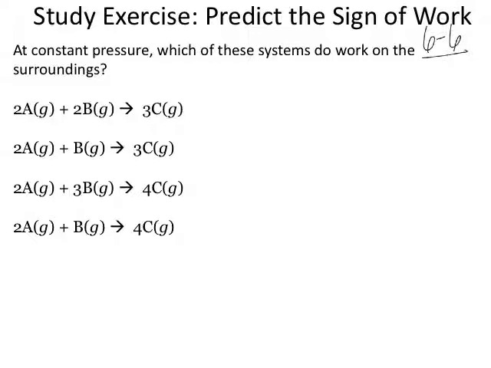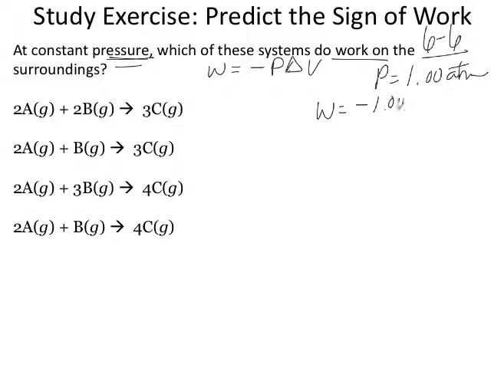This is the one I was kind of foreshadowing about gases, and gases are the ones that do the work. So at constant pressure, and you have work, what's your formula? Work equals negative P delta V. When they say constant pressure, go ahead and make that 1.00 atmosphere pressure. That's what we're at, right? And so work equals negative 1.00 atmosphere times V final minus V initial.